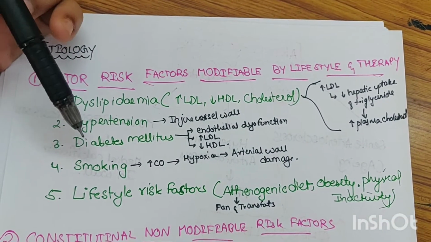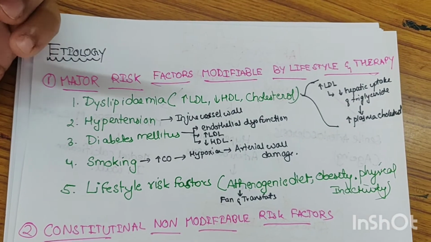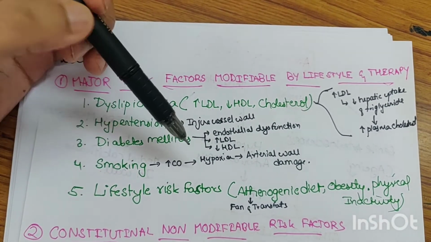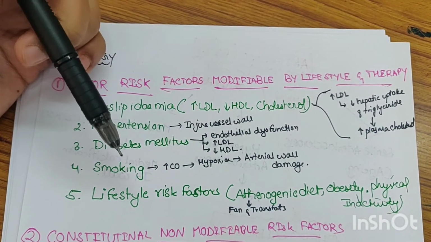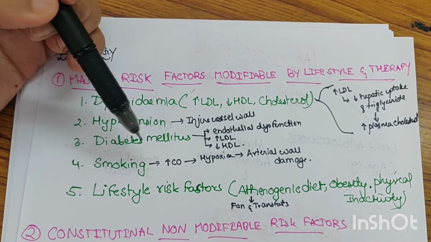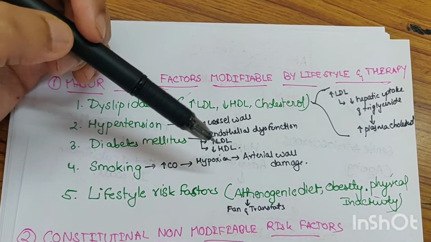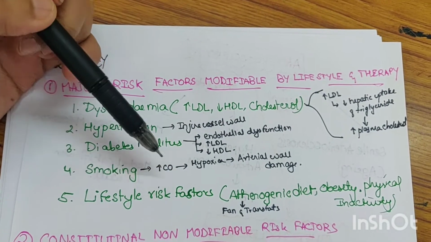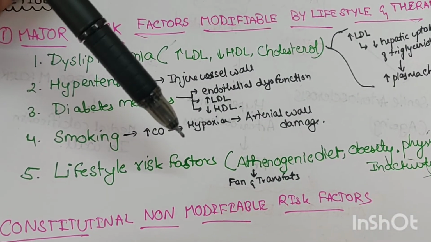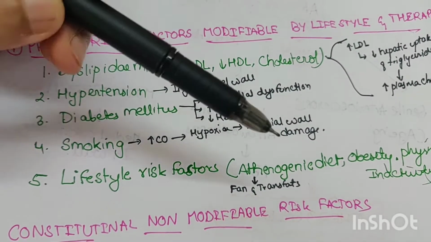Next we have hypertension. Whenever cholesterol is at a high level, it can form atheromas; we'll see in pathogenesis later. Hypertension will injure the vessel wall, so it causes inflammatory reactions and finally atheromas. In diabetes mellitus, we see endothelial dysfunction and also increased LDL and decreased HDL. In smoking, there is increased carbon monoxide release, so it can lead to hypoxia in the tissue, and it causes arterial wall damage, which can lead to atherosclerosis.